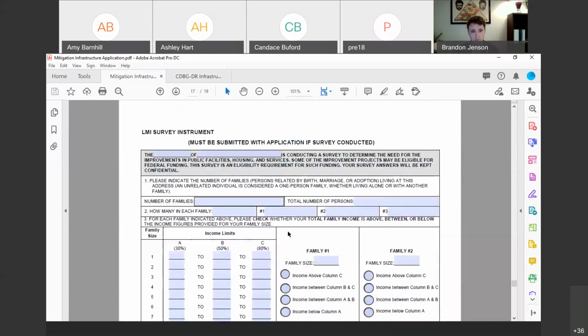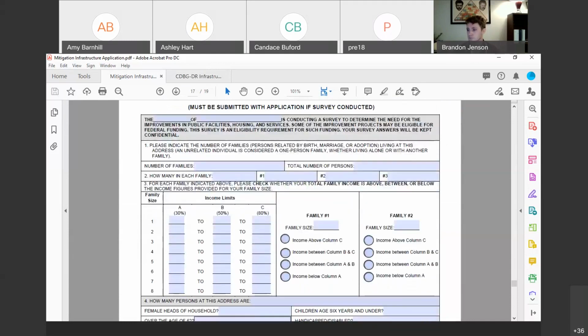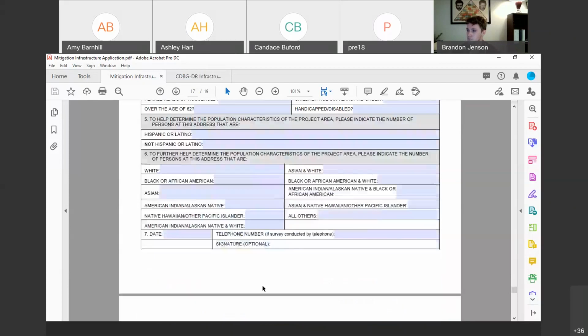If LMI is the determination and there was a survey to be done, this is the survey instrument that needs to be used. It's the same as what we've had in the past. So if you've already started and you're using something, don't worry about it. It should be fine. It's the exact same. We will just need the information on the income limits that were used. That's the only information you're going to fill out in this form at the time of application, and only if a survey was conducted to prove LMI.